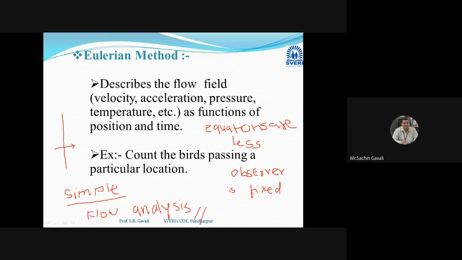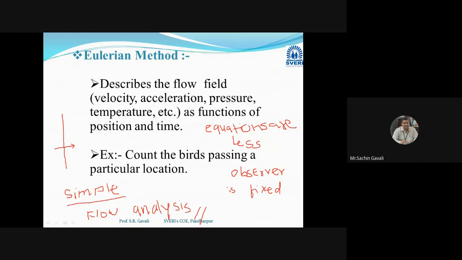Understood? If understood, give your message in the chat box or unmute and tell, so that we can move to the further part. Yes, Nikita Power is very active. Okay, good. Yes, others, only Nikita is concentrating.